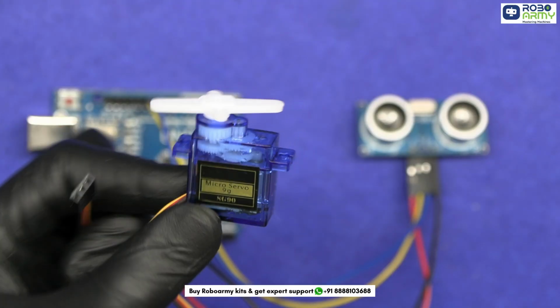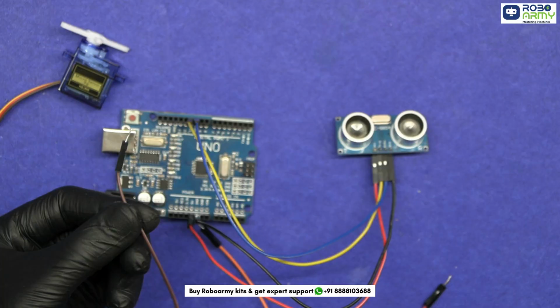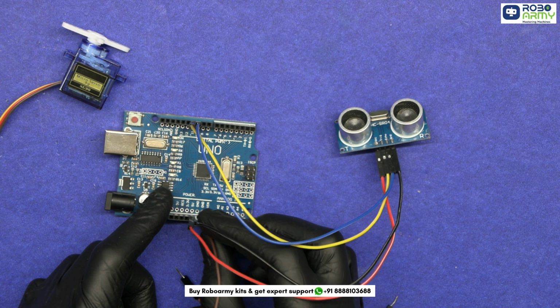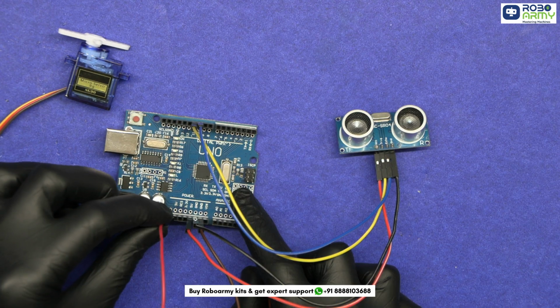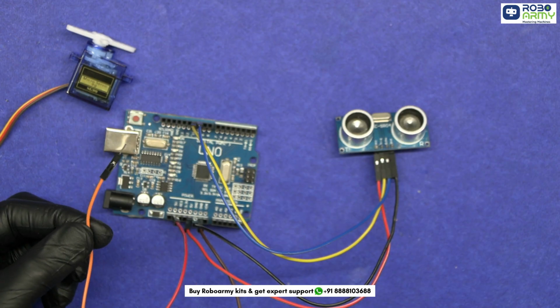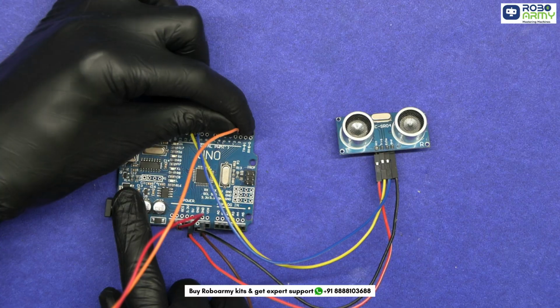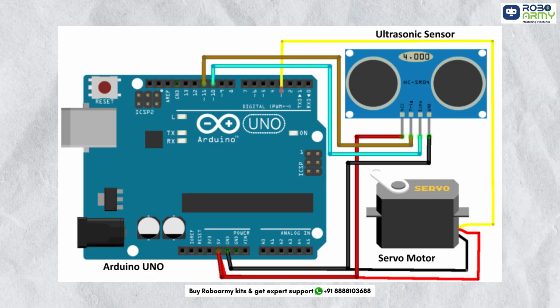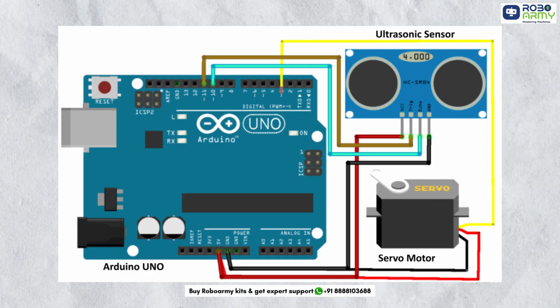Now let's connect the servo motor using some male to male jumper wires. Connect its brown wire to the GND pin on the Arduino. Connect the red wire to 5V on Arduino. And connect the signal wire, that is the orange wire, to digital pin 3. Once you have connected everything, double check the wiring according to the circuit diagram.